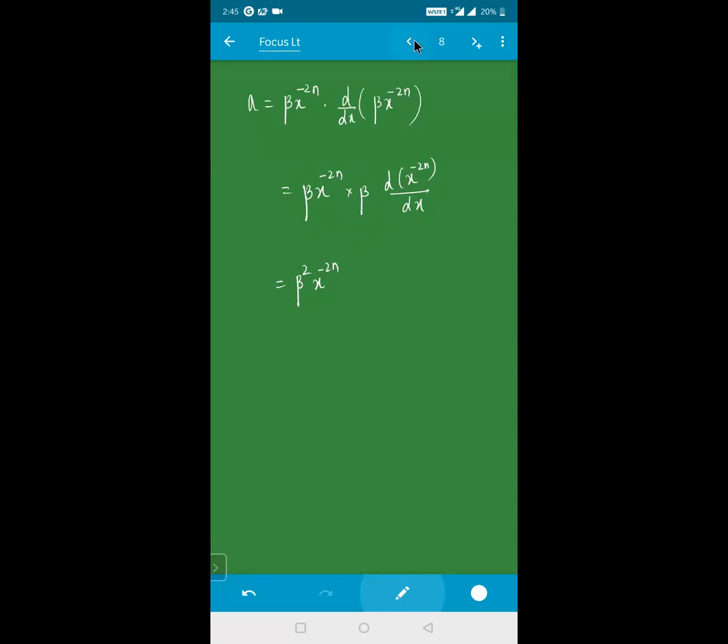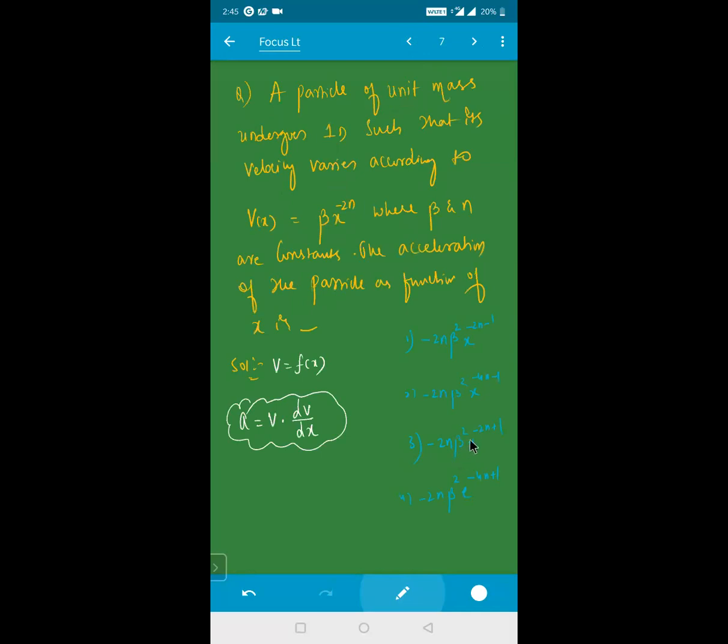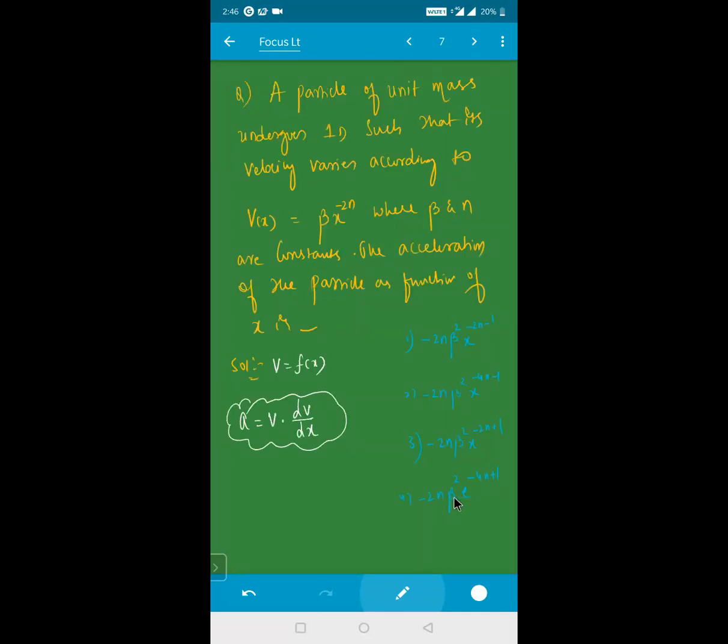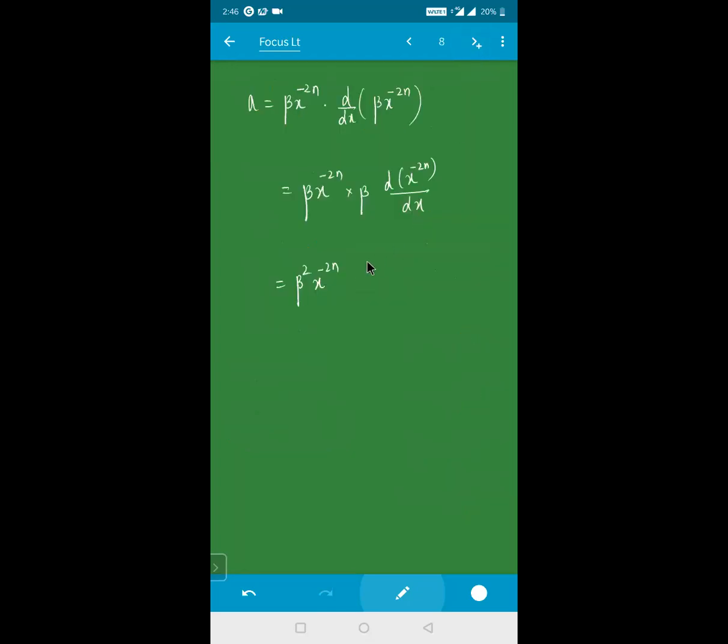Before doing this calculation, see in the options whether anything is matching right now. Beta square is in all of them, and 2n is also in all of them. So what we got right now is x to the power of minus 2n, and the options all have x to the power of minus 2n. So we still need to do the calculation. We can't approximate this one.